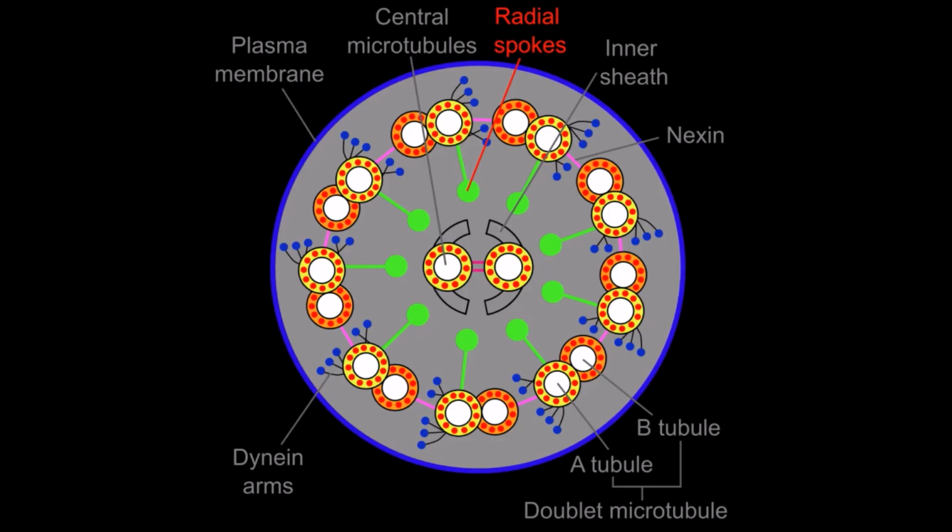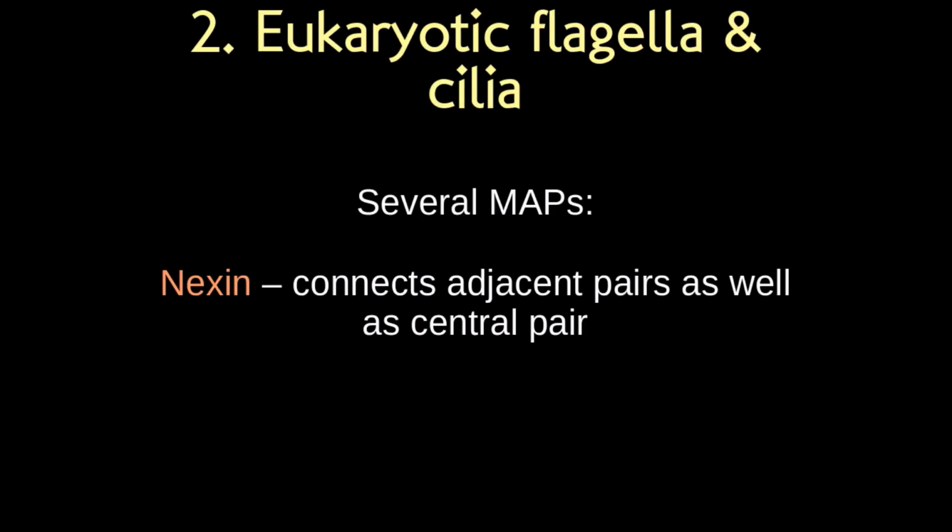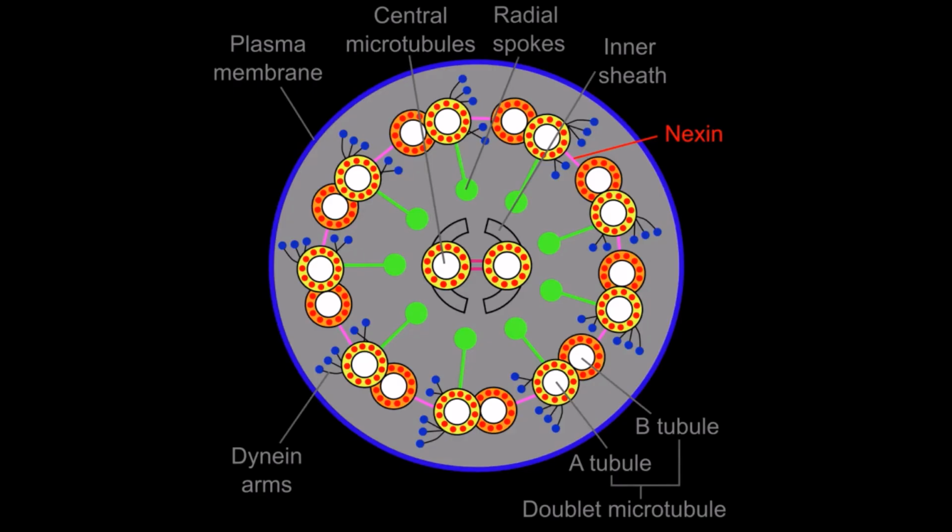So let's take a look at what this looks like. These right here are the radial spokes. These proteins extend from the A tubule in towards the center here. And we also have another MAP called nexin. This is going to connect adjacent pairs of the doublets around the periphery, but also connect the central pair as well. So nexin is these right here, in pink. This protein connects the adjacent doublets and also connects the central pair.